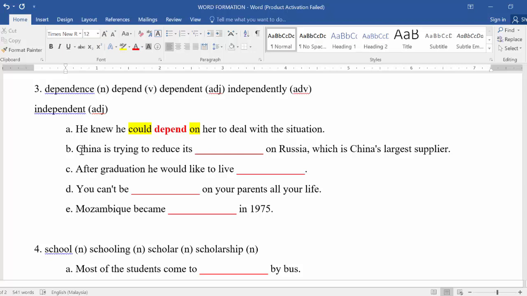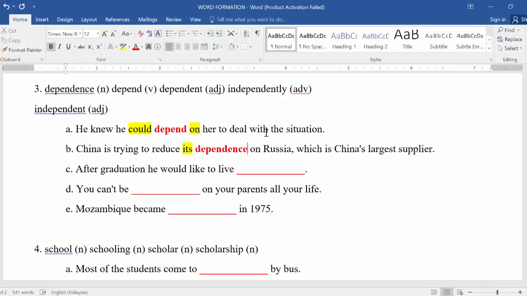Okay, next one. China is trying to reduce its what on Russia, which is China's largest supplier. Highlight your keyword here, its. Its is a possessive adjective. When you see a possessive adjective like this, its, his, her, our, mine, the next word is usually a noun. We have one noun here, dependence. So your answer should be dependence. Its dependence on Russia means China is trying to not depend on Russia so much, not rely on Russia so much.